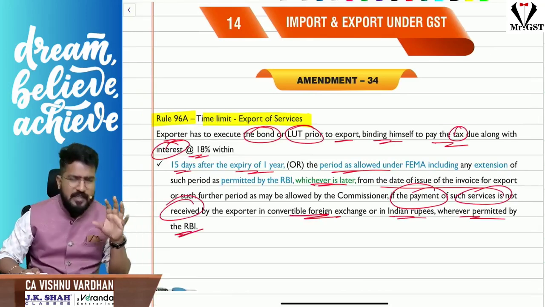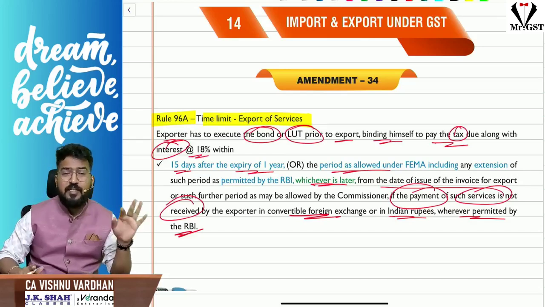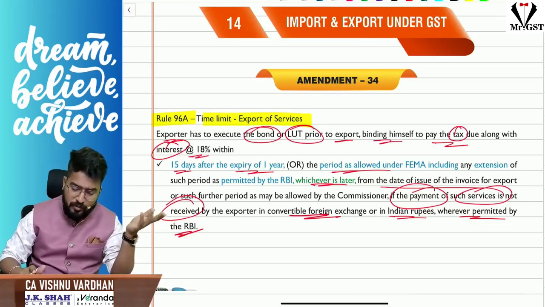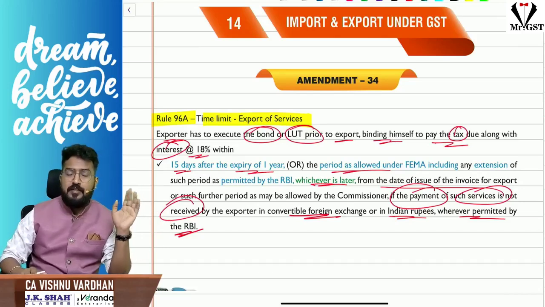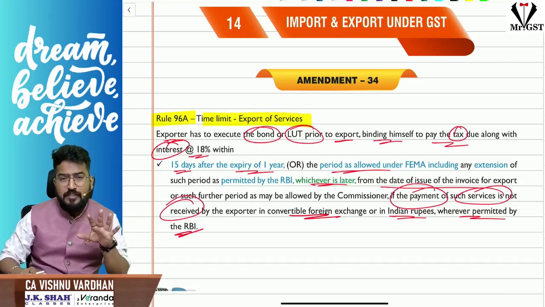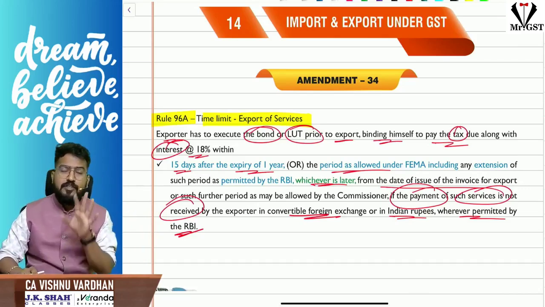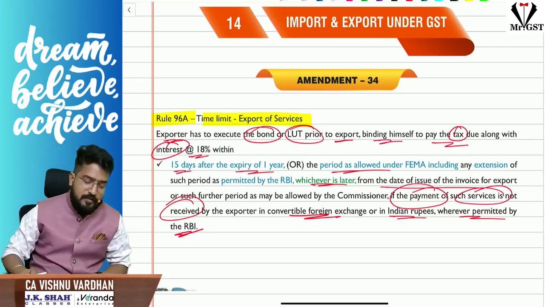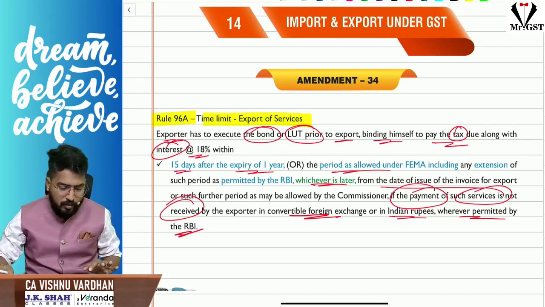That means the exporter of service, once he exports the service, should receive the consideration within 1 year from the date of issuance of invoice, or as the time may be permitted by FEMA, whichever is later. But if he doesn't do that, within 15 days he should pay the tax along with interest at 18%. So that is what the bond or LUT has to undertake when he is exporting the services. Before exporting, he has to sign this. Okay, that is another one, right? A small amendment here.